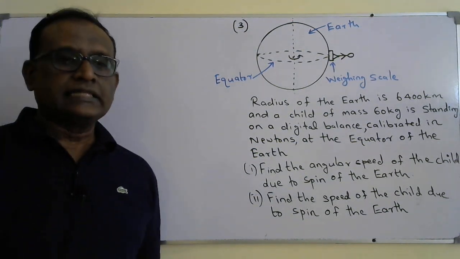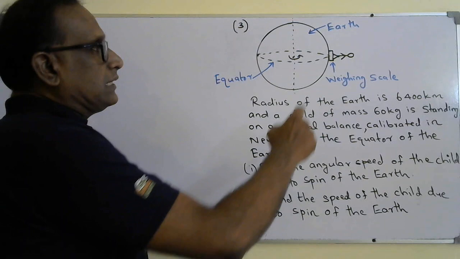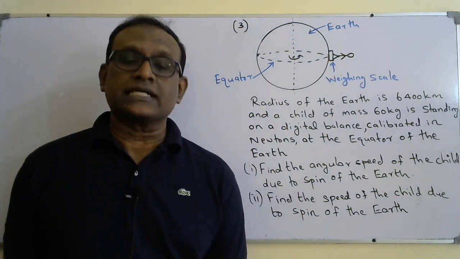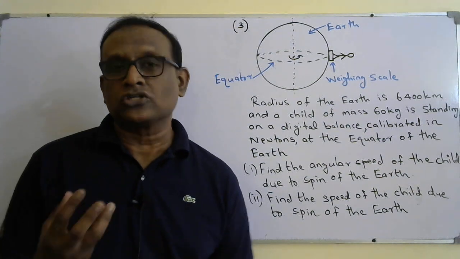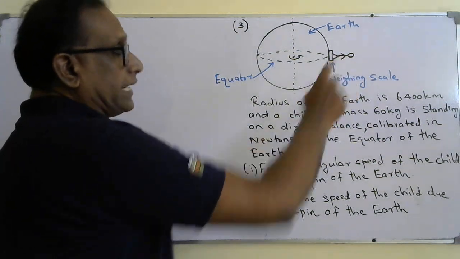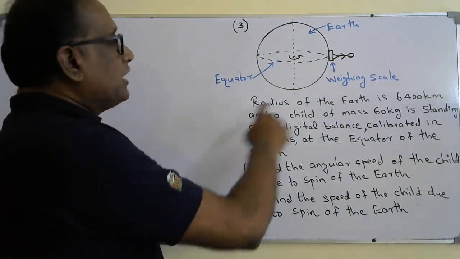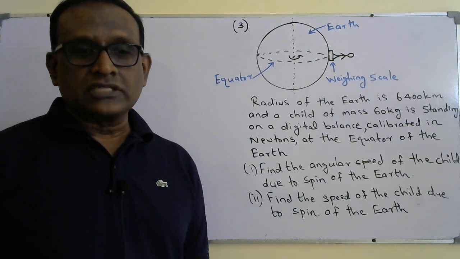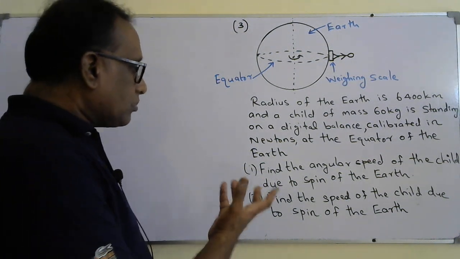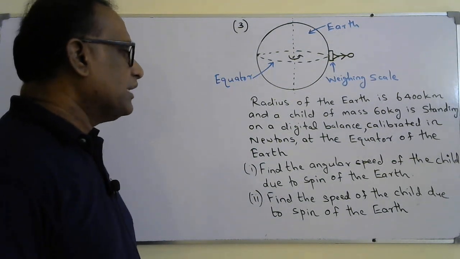Okay, so this is the third question. On the Earth, at the equator, a digital balance is kept, which is calibrated in newtons. That means it shows the readings in newtons. A child is standing on the weighing scale. You know, Earth is spinning about its axis, right? Radius of the Earth is almost 6,400 kilometers. And the first part, find the angular speed of the child due to spin of the Earth.